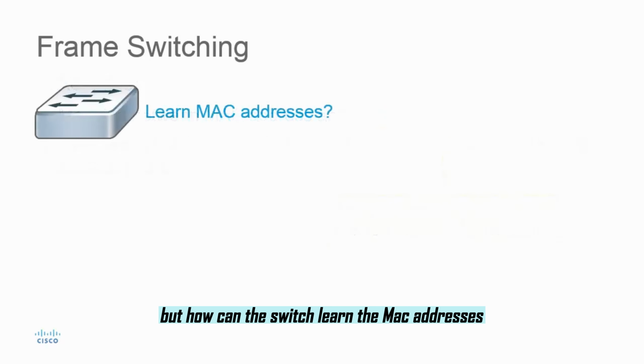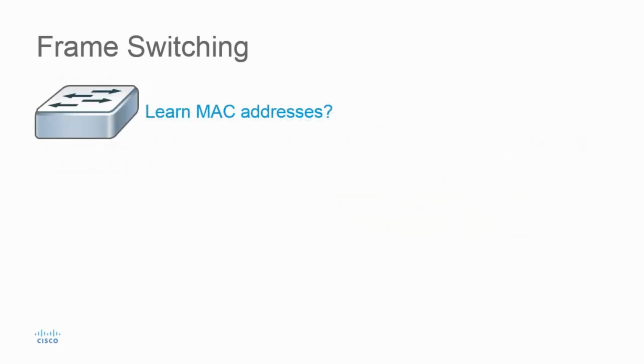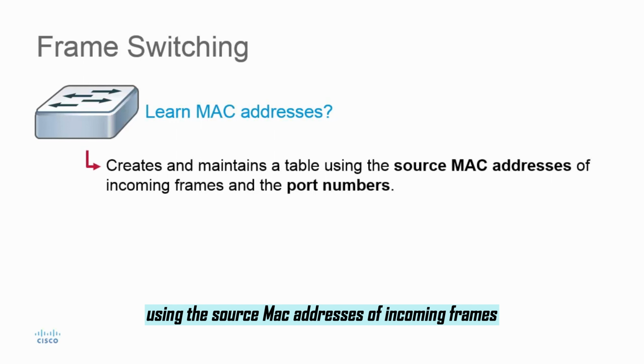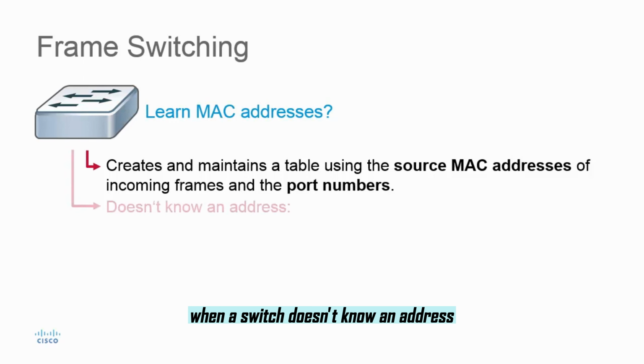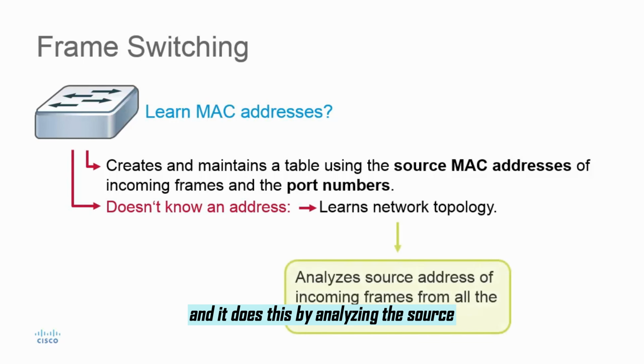But how can a switch learn the MAC addresses, meaning which MAC address is attached to which port? The switch creates and maintains a table using the source MAC addresses of incoming frames and the port numbers through which the frames entered the switch. When a switch doesn't know an address, it learns the network topology, and it does this by analyzing the source address of incoming frames from all attached networks.